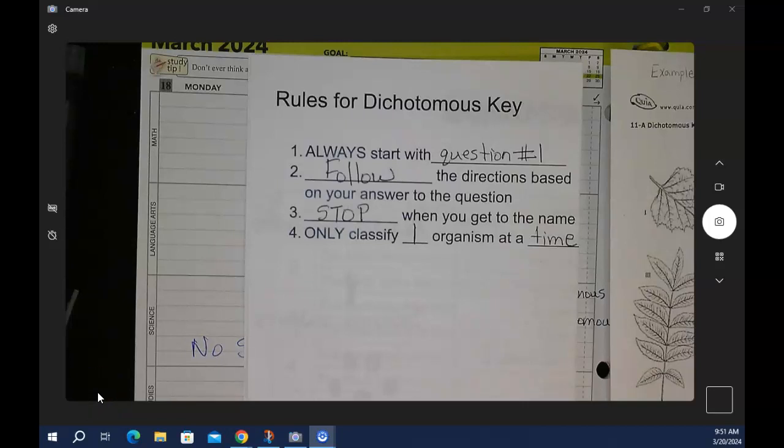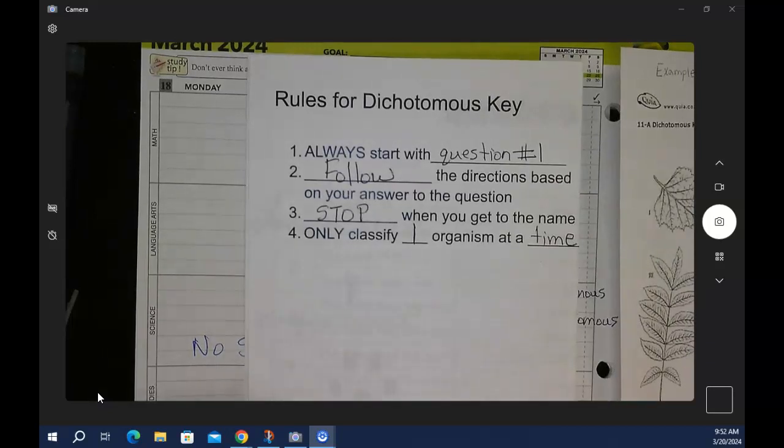Right, let's remind ourselves of the 4 rules for a dichotomous key, which are fairly simple. You're always going to start with question number 1. Once you read question number 1, whatever is yes, you will follow the directions based on your answer to that question or the statement that fits the organism. You're going to stop when you get to the name, and you're going to fill in the name. You don't go any further because you already figured out what you were looking for. And then you're only going to classify one organism at a time.